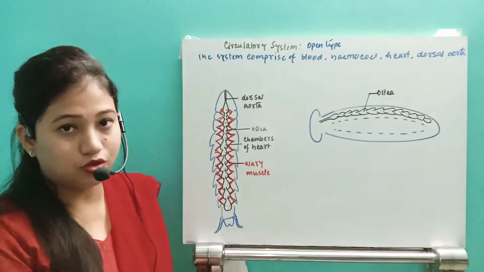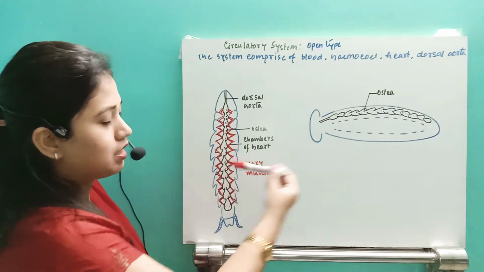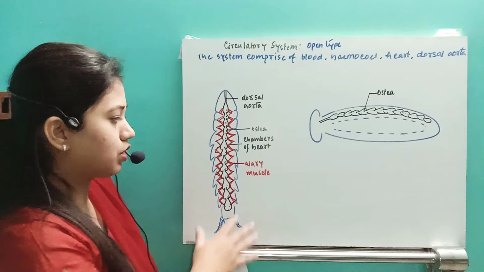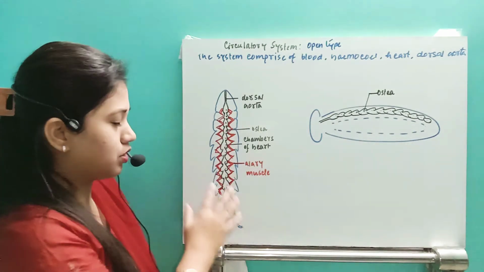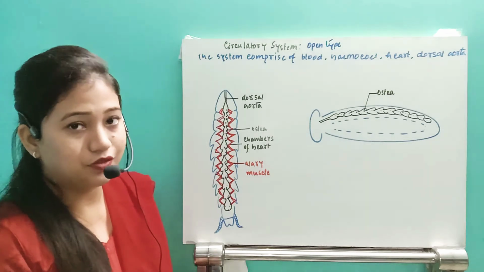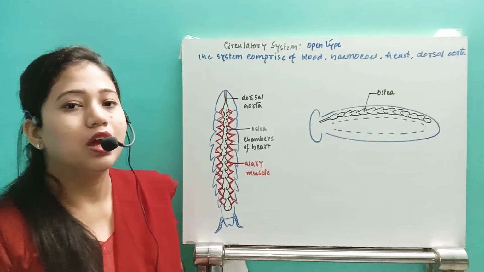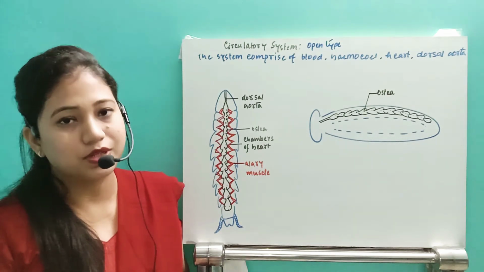Already I have drawn the diagram. One is the dorsal view like this and another is the lateral view. From the top, if you see this organism, then the organism is going to have this type of circulatory system. And on the lateral view, it just looks like this. Now, if it comes to the circulation, then this organism has open circulation.